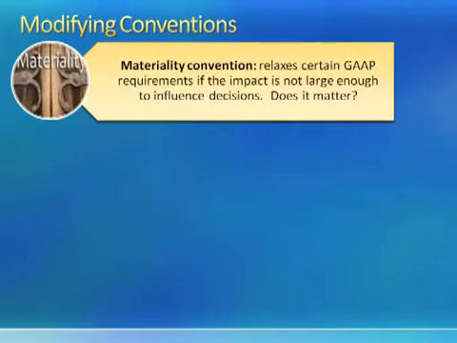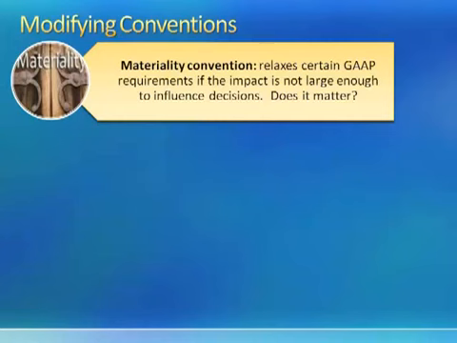The conventions that we use include the materiality convention. Materiality relaxes certain GAAP requirements. Remember, GAAP is the rules that we follow if the impact is not large enough to influence decisions.